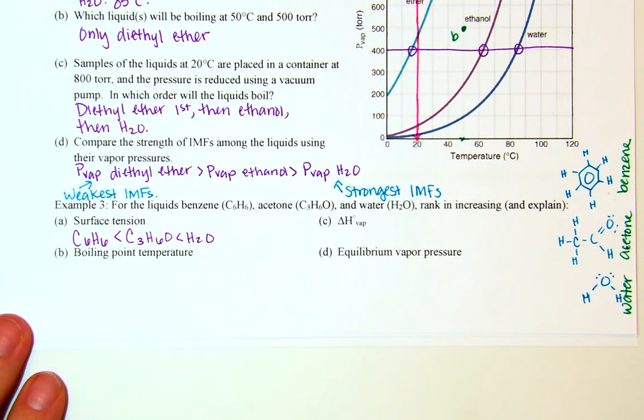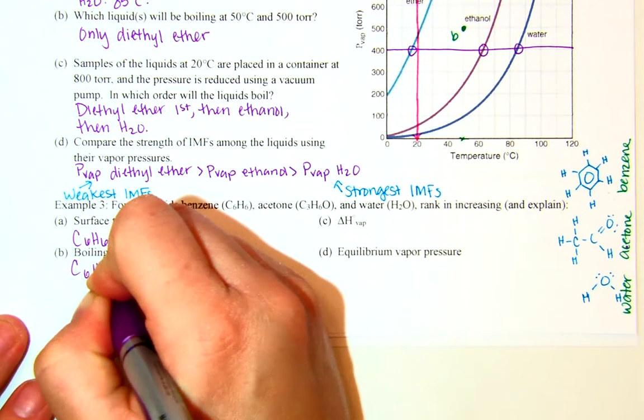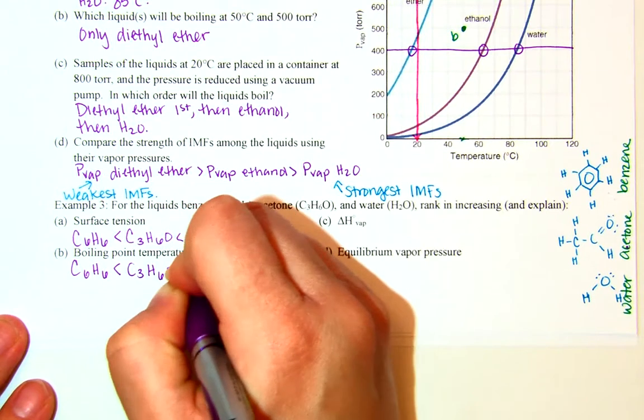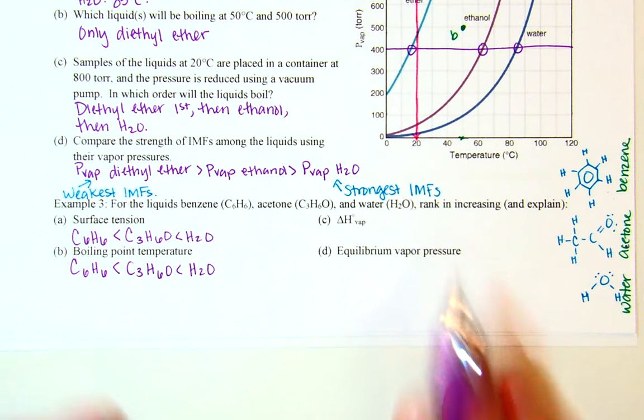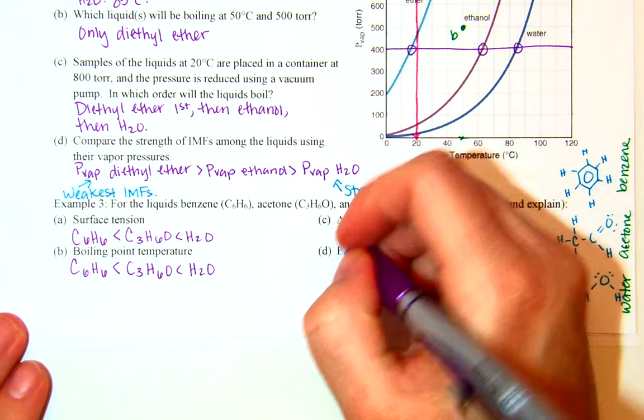All right, boiling point temperature. So at boiling point temperature, same thing. Also is following your intermolecular force trend. How much heat are you going to have to put in to break these bonds? Well, the one with the weaker forces isn't going to require as much. So again, benzene is going to be the weakest.